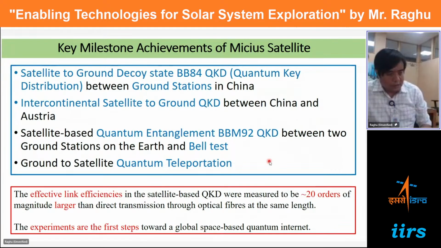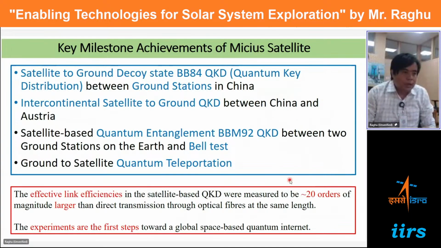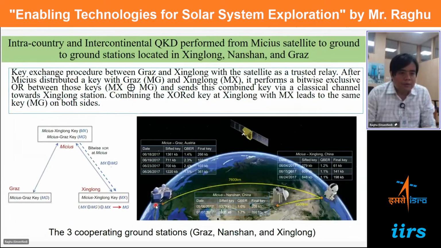That means transportation of the quantum state from one place to another. From ground to satellite they have done it, from one station to another station. And this is how, as I told you, the Micius satellite transfers the key to stations called Graz and Xinglong.